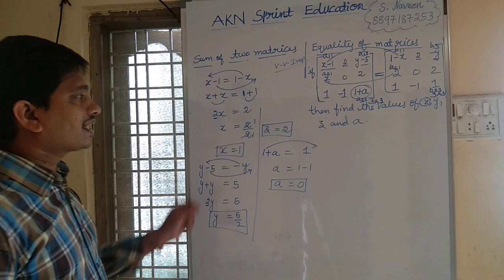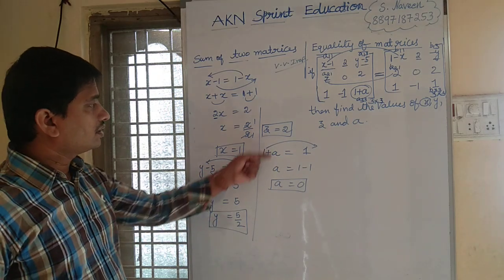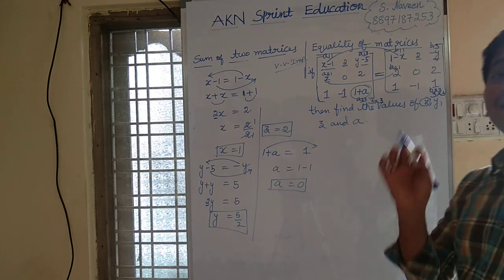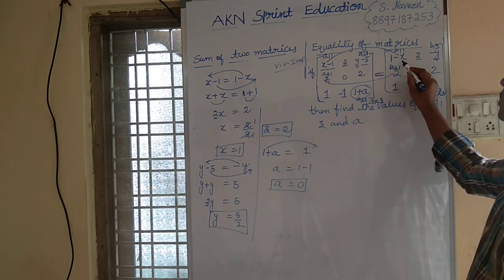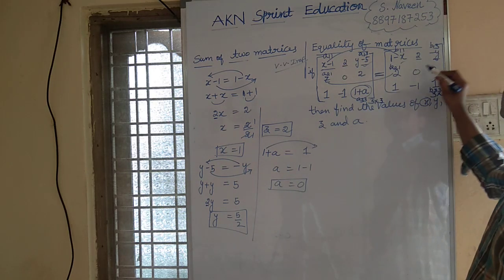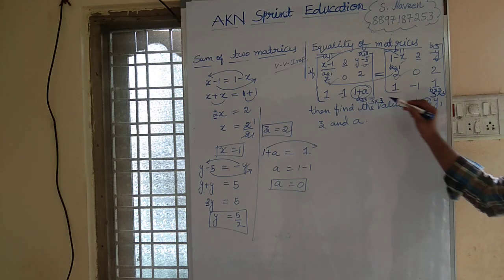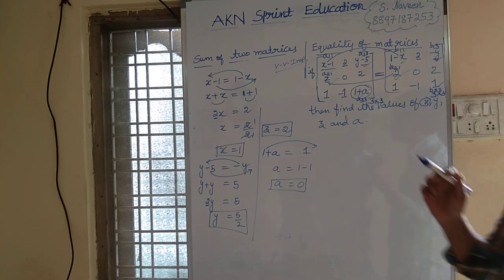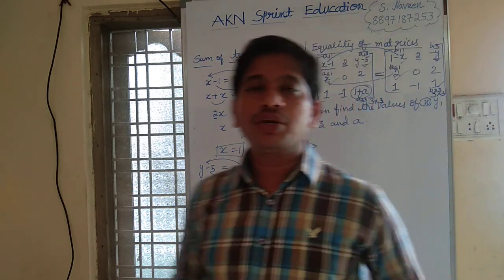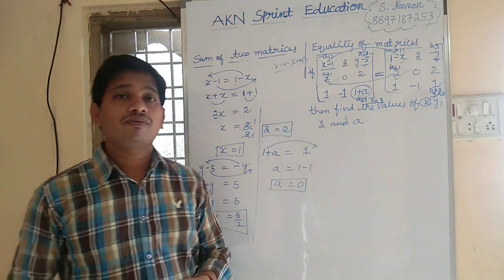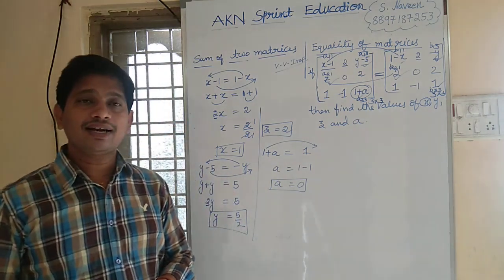Find the values of x, y, z, a. The thing is, what to do? We need to equate their corresponding elements. Here x minus 1 is equal to 1 minus x, y minus 5 is equal to minus y, z is equal to 2, and 1 plus a equal to 1. Once you equate the elements, then we need to do the calculation, I mean transposition, and find the values of x, y, z, and a.